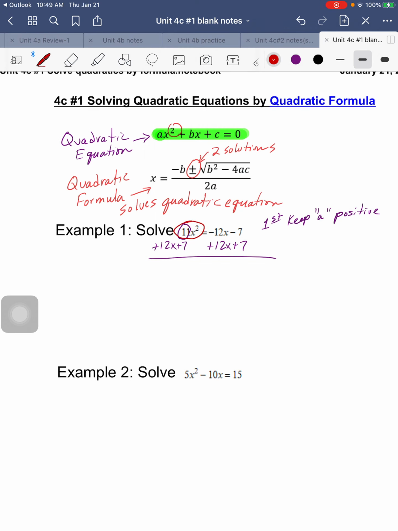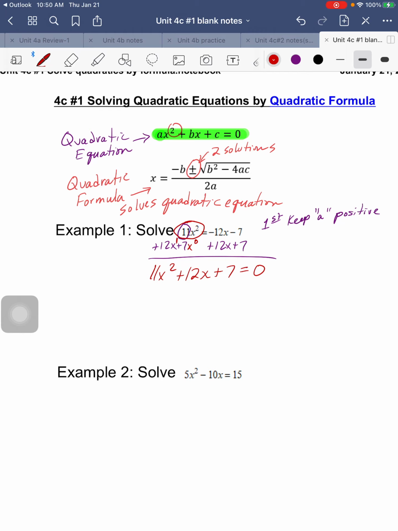So I got biggest exponent first, so 11x squared, then 12x plus 7. You might think, I don't see an exponent with a 12x, so how does that go in front of the 7? Well, technically it's x to the first power, and it's 7x to the 0 power. Anything to the 0 power is 1. 7 times 1 is 7.